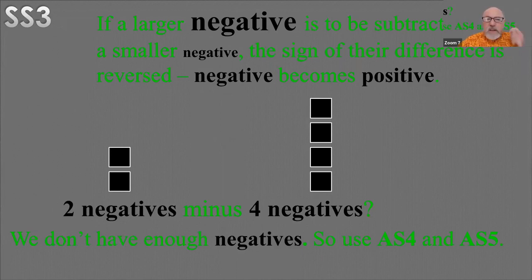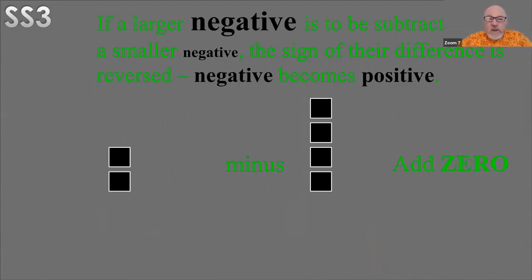So if a larger negative is to be subtracted from a smaller negative, the sign of the difference is reversed and negative becomes positive. 2 negatives minus 4 negatives don't have enough negatives. You cannot take away 4 negatives from 2 negatives. Abstractly you can, but in the actual foundations of mathematics you can't without going through the process as documented by India. So we add a 0.